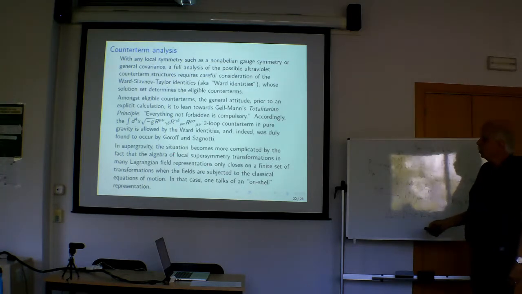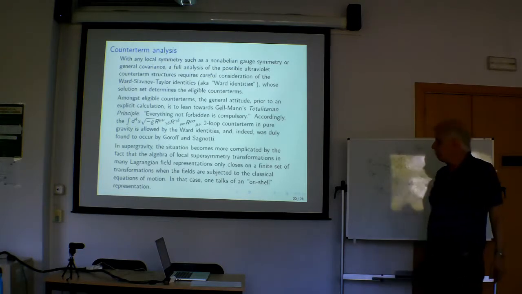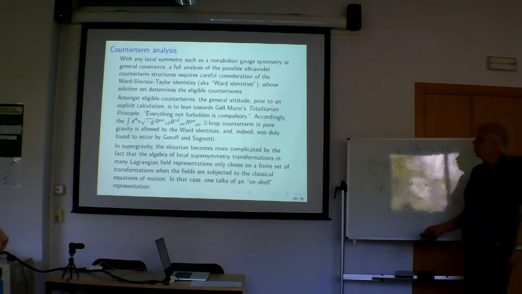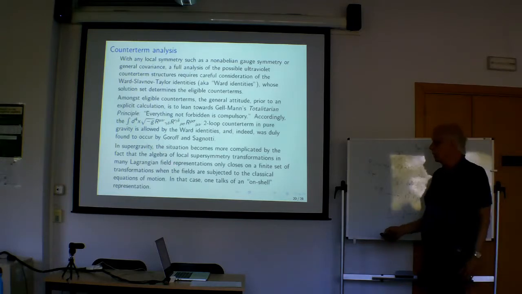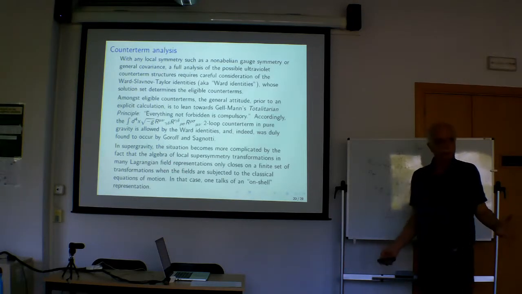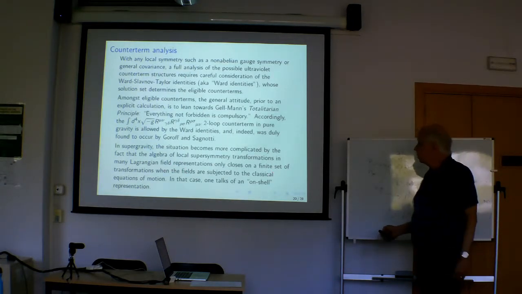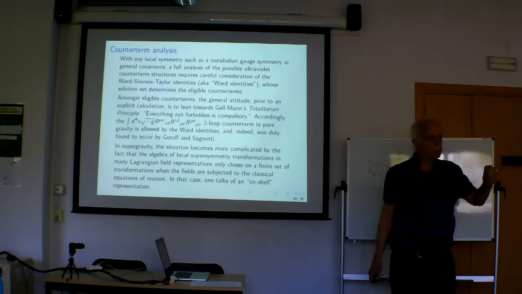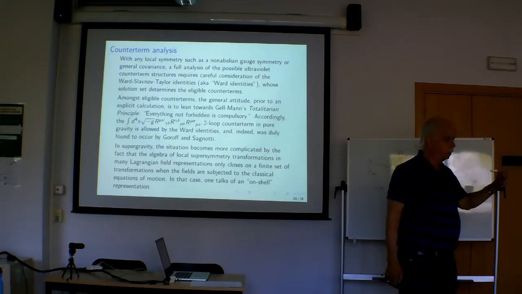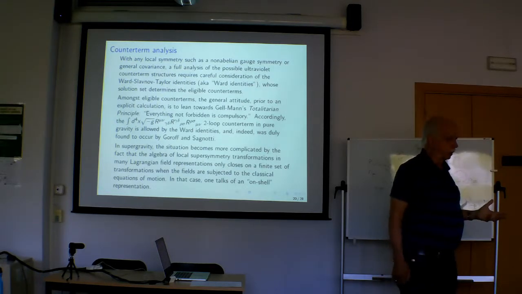Now, in supergravity, you have to do the same thing, but taking into account supersymmetry. And now you run into a special property of supersymmetry. The algebra of local supersymmetry transformations, in many, but not all, representations that you need to write the theory in terms of actions, only closes on a finite set of transformations when the fields are subjected to the classical field equations. What does that mean? These are called on-shell algebras.